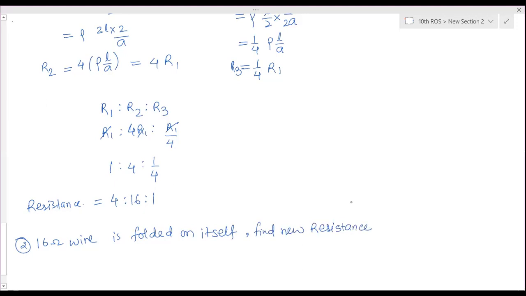A 16 ohm wire is folded on itself. Find the new resistance. How to find out? So the first resistance is 16 ohm. The new resistance would be 16 ohm into 2 because it's folded on itself.